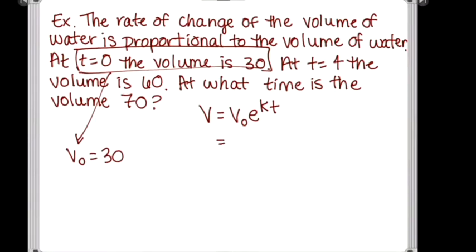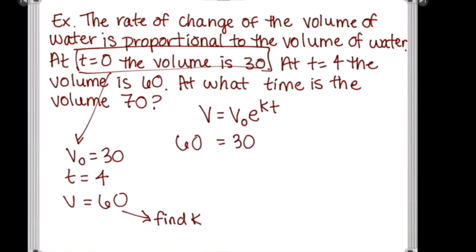Okay, so let's go ahead and put that in here. When t equals 4, the volume is 60. All of this information they give you, they give that to you so you can find k. Okay, so let's plug in and find k. So 60 equals 30 e to the k, and then we knew that t was 4. So go ahead and solve that, please, for k, just like we did on the last example.